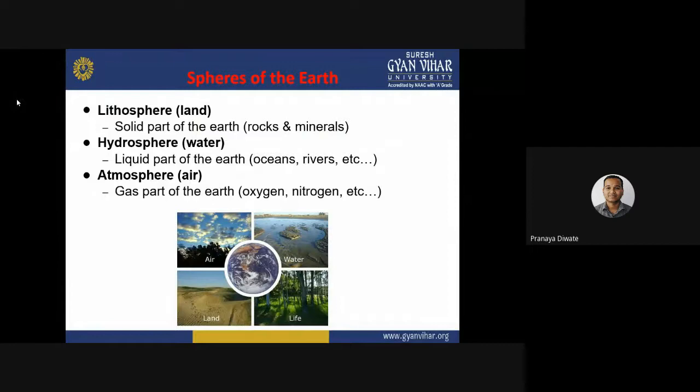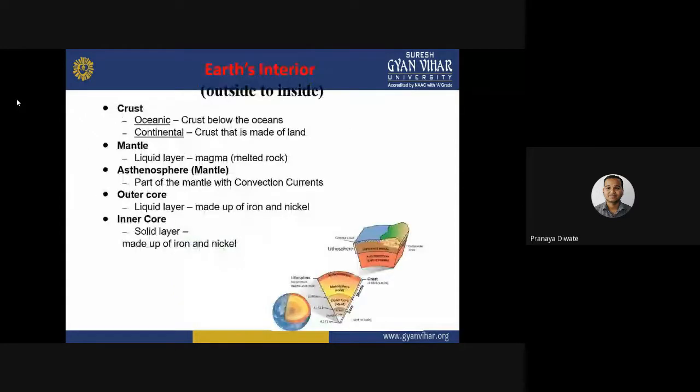That is known as your hydrosphere and atmosphere. Now, the interior of the earth means the material inside the earth. That is known as the interior of the earth. You have a crust, mantle, and core.